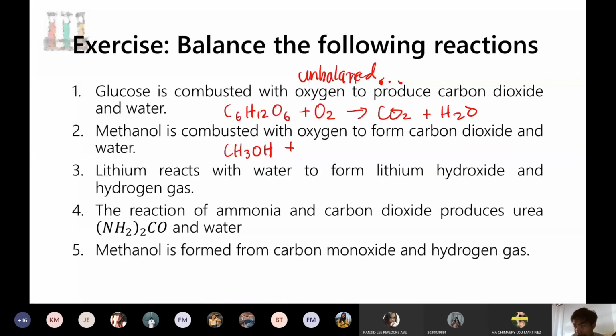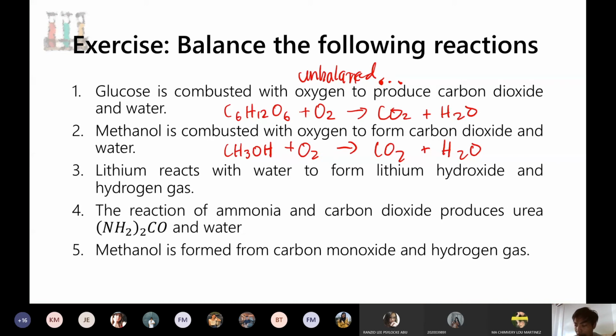Combusted with, so the reactant there is oxygen, O2, to form carbon dioxide and water. Okay, so oxygen, again, is just O2. Okay? So those are the keywords. Be familiar with them.